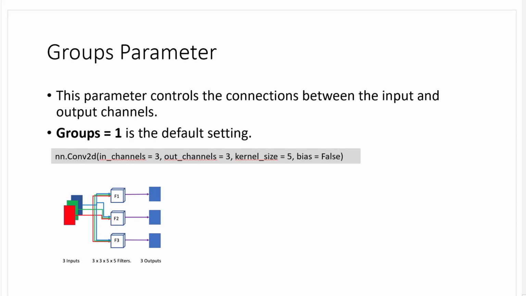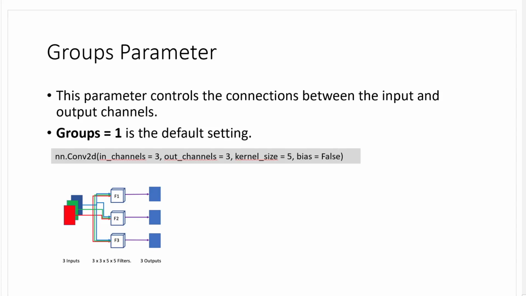Now let's take a brief look at the groups parameter, which I mentioned earlier as part of the specification for a convolution layer operation. So this parameter controls the connections between the input and output channels. So groups equal to 1 is the default setting. So if you don't specify any number for the groups parameter, equal to 1 will be taken as the default setting.